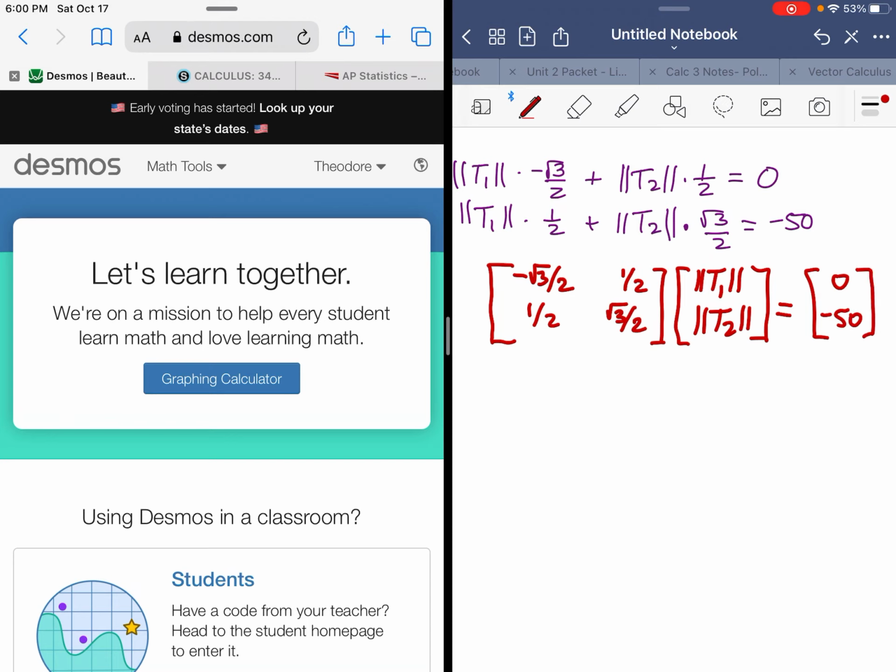All right. So that first row, negative radical 3 over 2, 1/2, across the row, would be multiplied by this column vector, which would give you this first expression. And so multiplying 1/2, radical 3 over 2 by that same column vector would give you this result, all right?